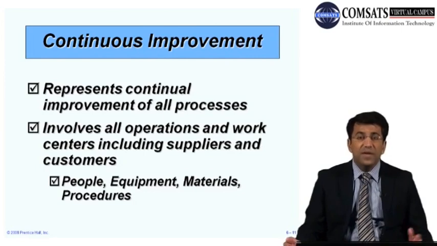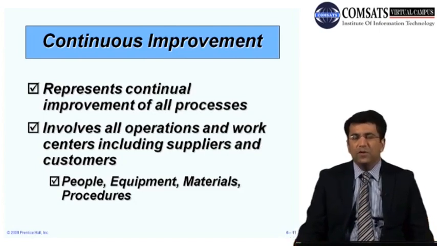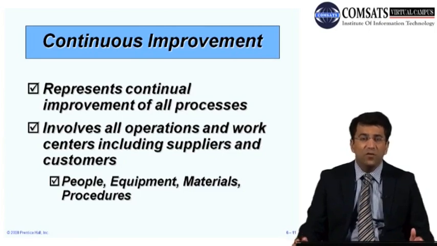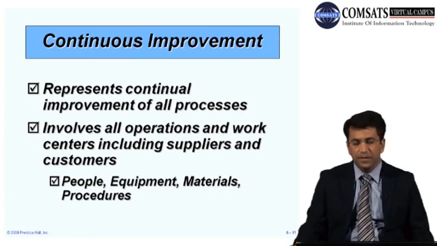But sometimes we are maybe interested in the radical improvement, maybe the 90% or the 100% improvement in our products and services. So as far as TQM is concerned, we are mostly concerned with the marginal improvement and continuous improvement. So continuous improvement represents continual improvement of all the processes and most importantly all the operations of the organization which are directly involved in the production of goods and services. Then it involves all the operations and work centers, including the suppliers and customers.